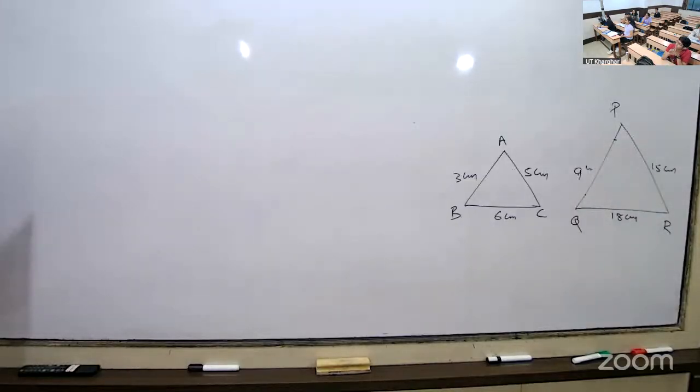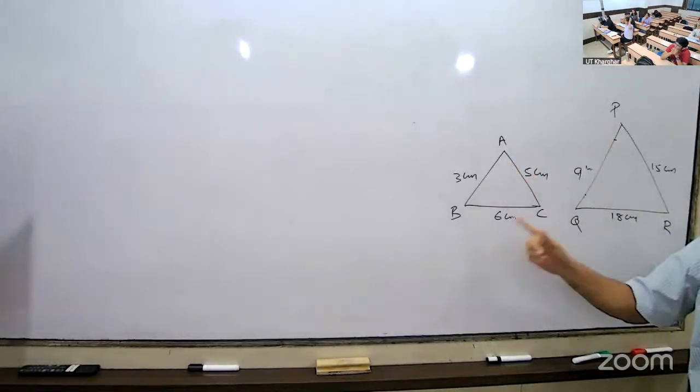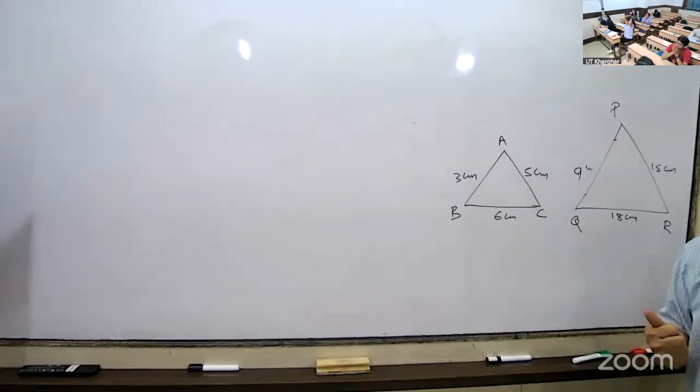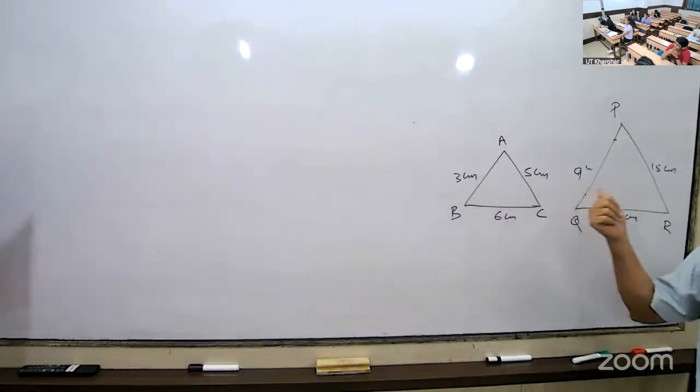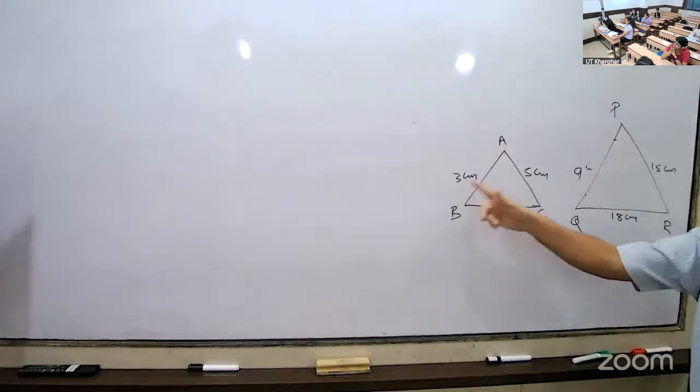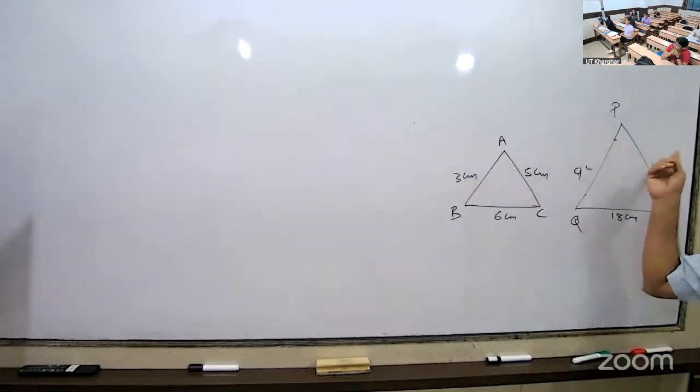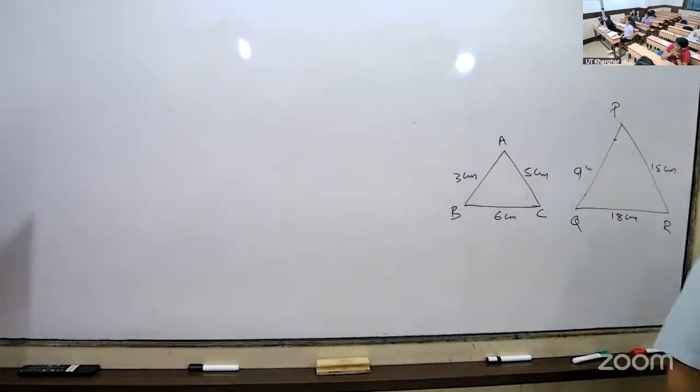In triangle ABC, angle B is equal to angle Q. Yes or no? Two sides, AB upon PQ is equal to BC upon QR. What angle should be equal? Angle B should be equal to angle Q. Or AB upon PQ is equal to AC upon PR, then angle A should be equal to angle P.